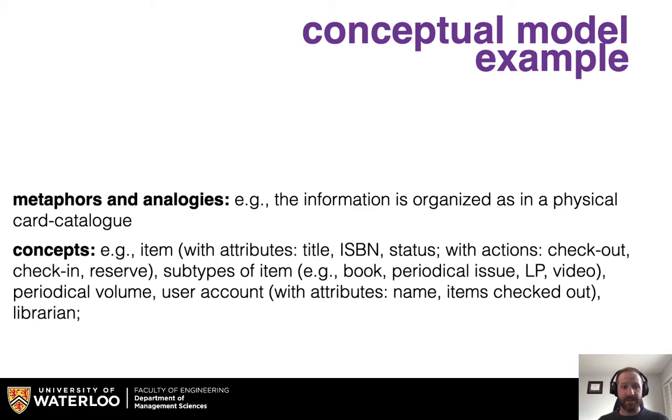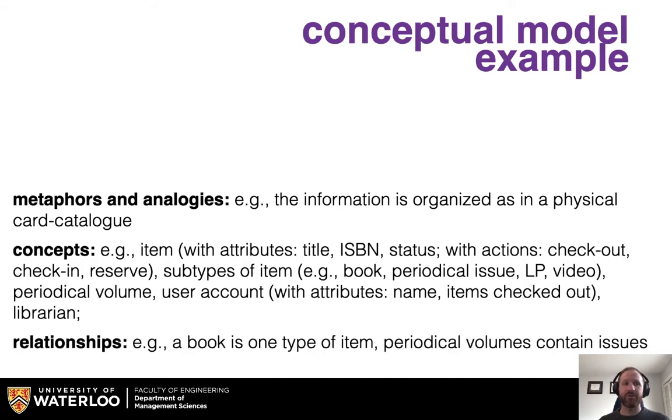There are subtypes of the item. So it could be a book, it could be a periodical issue, it could be an LP, it could be a video, it could be a periodical volume. So what volume it's in. A user count is associated with attributes like name, items checked out. And these would be these items that we've already defined. A librarian is a concept in a library. And there are relationships between these. A book is one type of item.